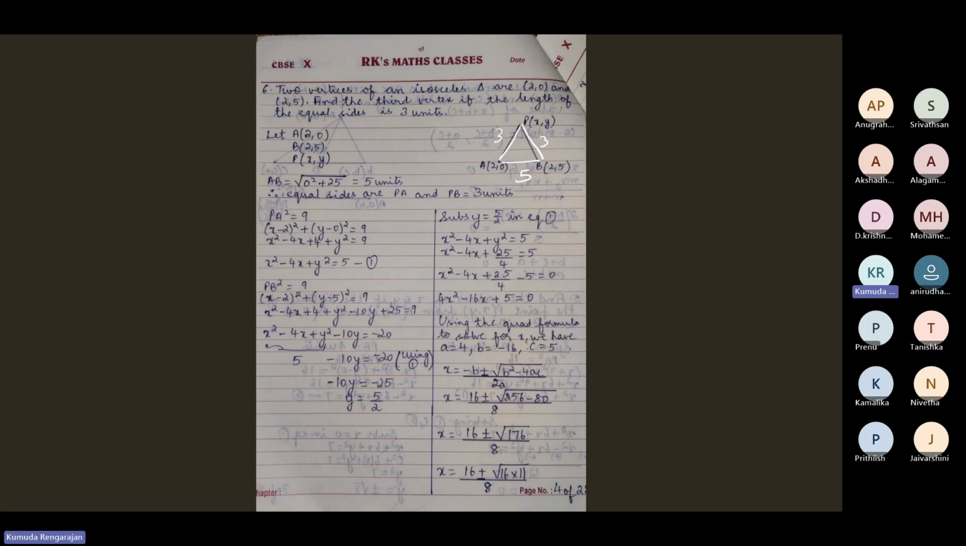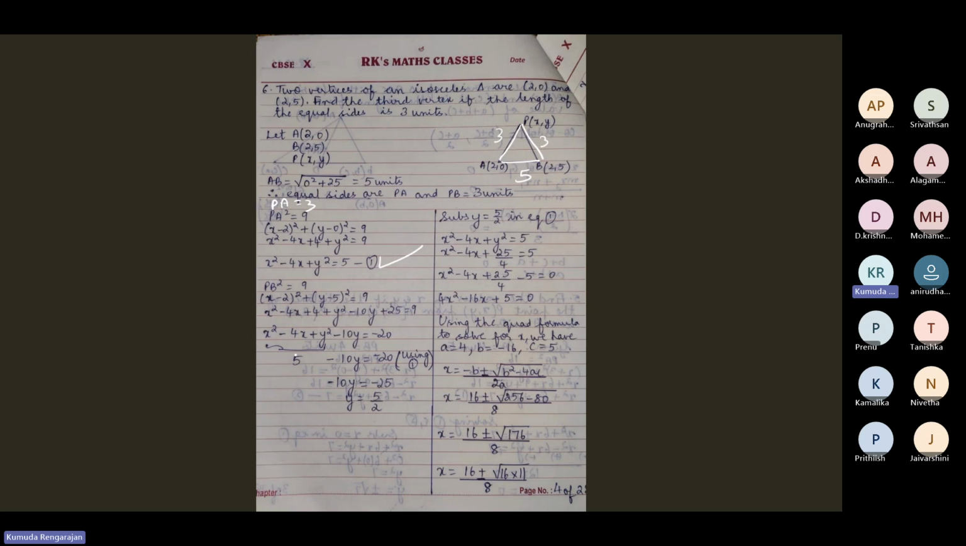So PA is equal to 3 units or PA square is equal to 9. Similarly, PB is equal to 3 units or PB square is equal to 9. Because you know PA is 3 units. So PA square is equal to 3 square, 9. How do you find PA square? Distance formula. X2 minus x1 the whole square plus y2 minus y1 the whole square. So when you work that, you get a quadratic equation in x and y.